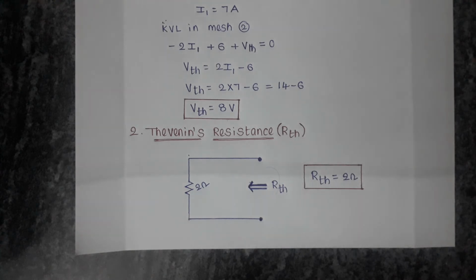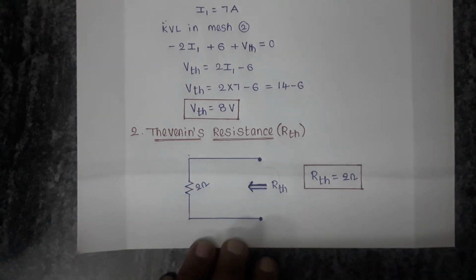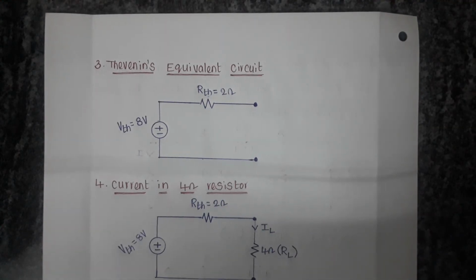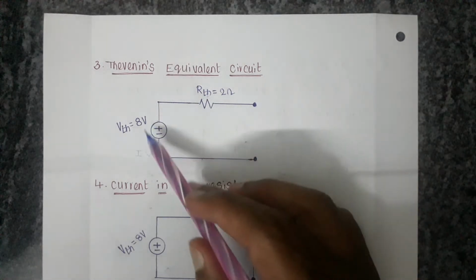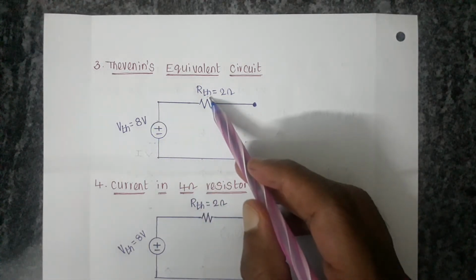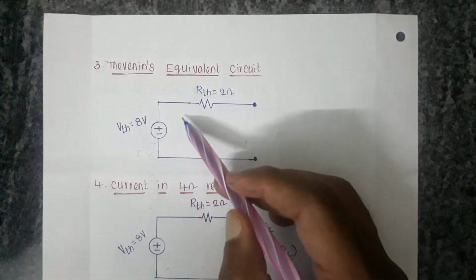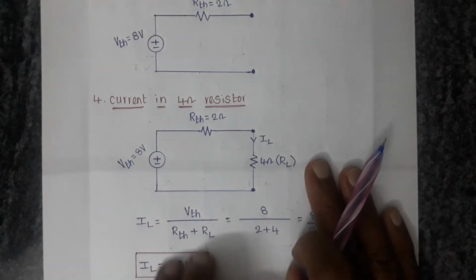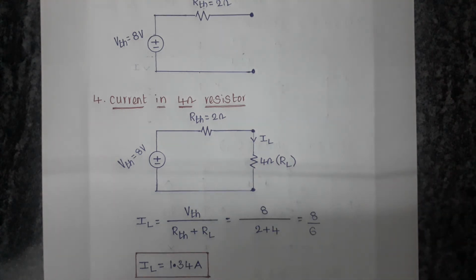Now the third step is we have to find Thevenin's equivalent circuit. Connecting RTH in series with VTH gives the Thevenin's equivalent circuit. So here, connecting RTH, which is 2 ohms, in series with VTH, which is 8 volts, is the Thevenin's equivalent circuit. Now the fourth and last step: our purpose is to find the current in the 4 ohm resistor by using Thevenin's theorem.